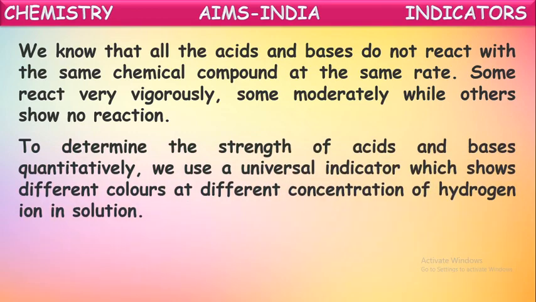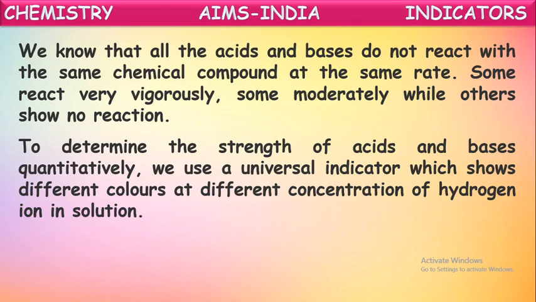To determine the strength of acids and bases quantitatively, we use a universal indicator which shows different colors at different concentration of hydrogen ion in the solution. This universal indicator will show different colors with different kinds of substances. It will show different colors with the acids, with the bases, and even with the neutral solutions. So by using this we can identify the strength of an acid and base.